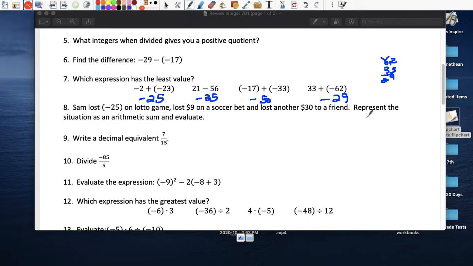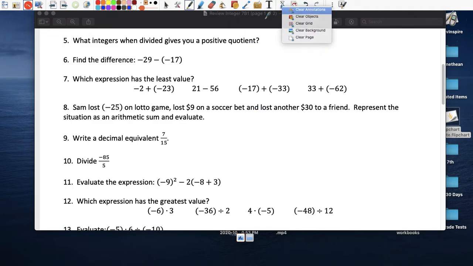Which one has the least value? So which one's furthest to the left on the number line? Okay, the number furthest on the left of the number line is this guy right here, negative 50. So that one has the least value.